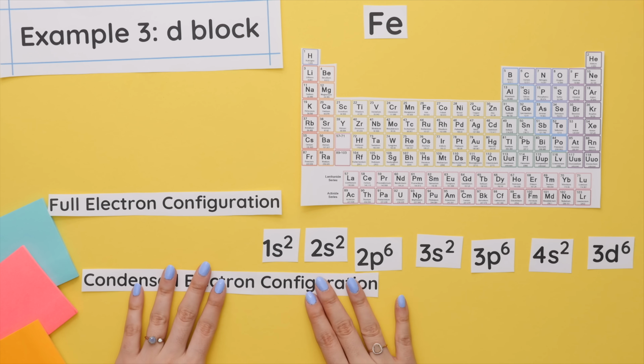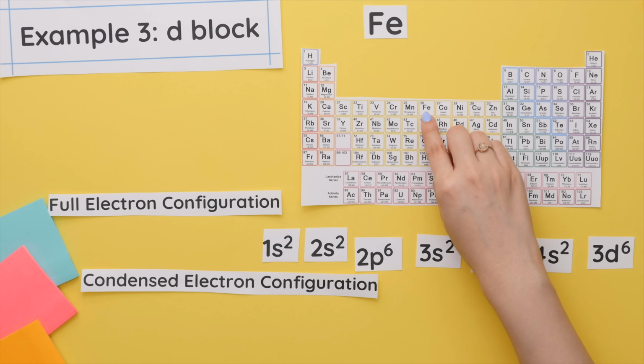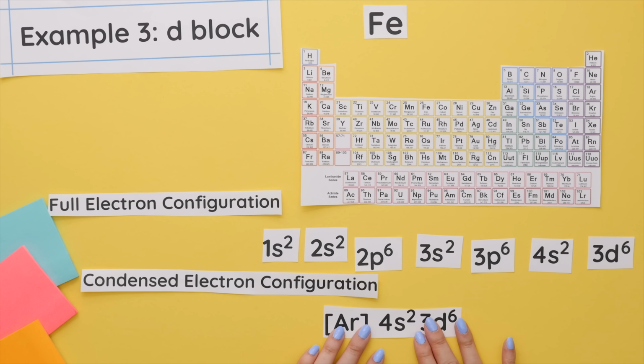Now let's find the condensed electron configuration using the noble gas in the previous row, which is argon. We'll continue from argon to iron, so 4s2 and 3d6. And this is our condensed electron configuration.